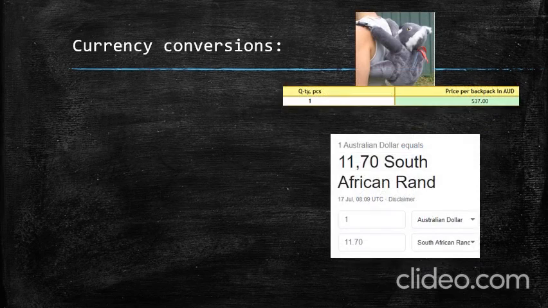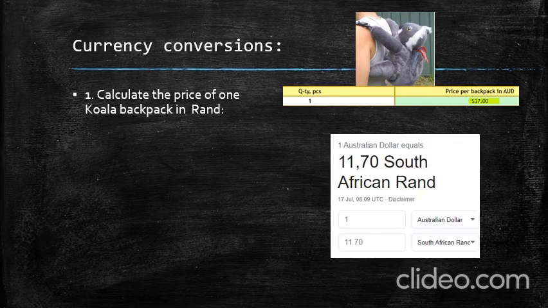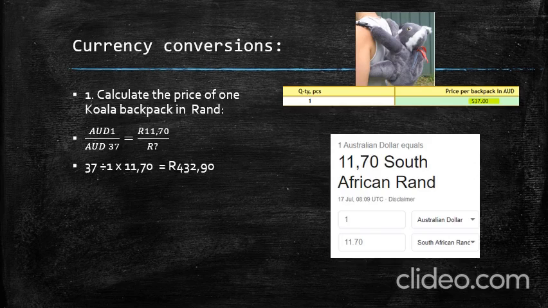When we look at currency conversions, it's also important to remember that we can be asked to do these in context, so when there's a bit more information. So let's use the Australian dollar and the South African rand, and on a website we find that from Australia you can buy a little koala backpack for 37 Australian dollars. The question can be, calculate the price of 1 koala backpack in rands. So we know that 1 Australian dollar is 11 rand 70. We are going to divide up, times across. So therefore 432 rands and 90 cents.